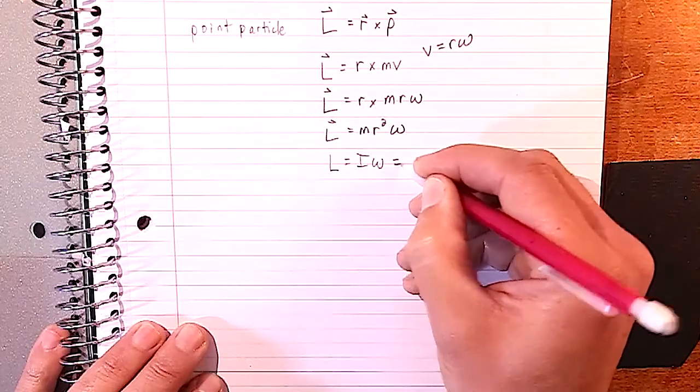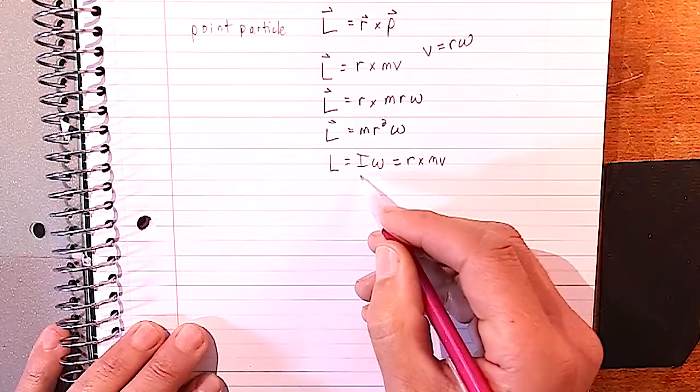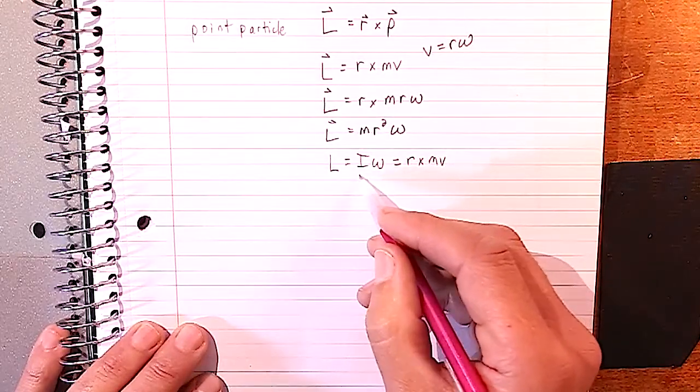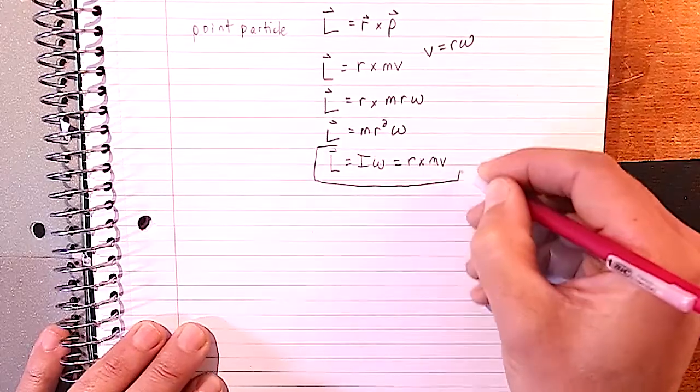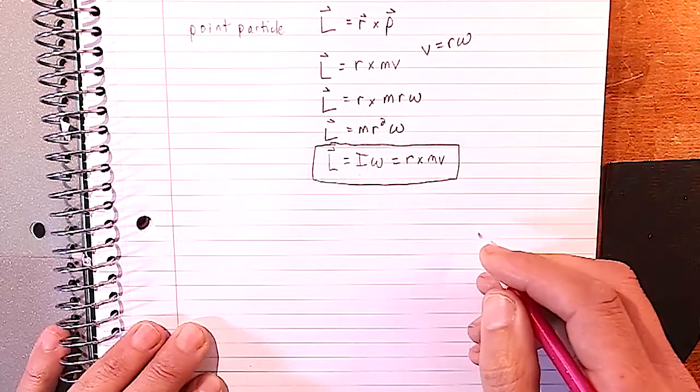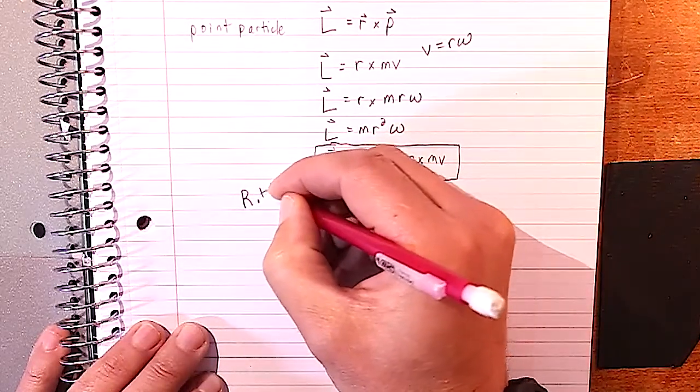So for a point particle, we can use r cross mv, but if we're dealing with something like a rod or a disk, we have to use L equals I omega. So this is our basic definition of angular momentum, and we determine angular momentum with the right-hand rule.